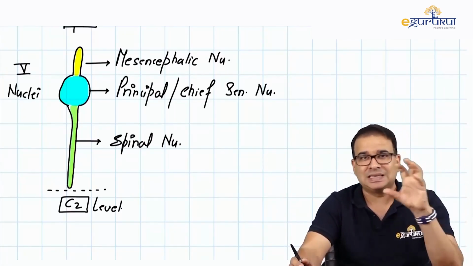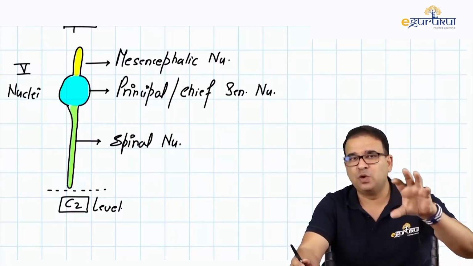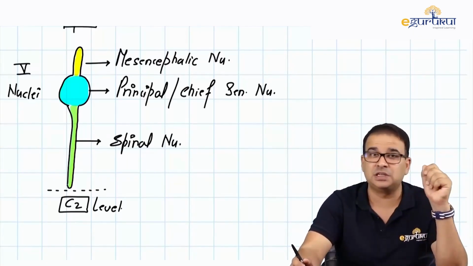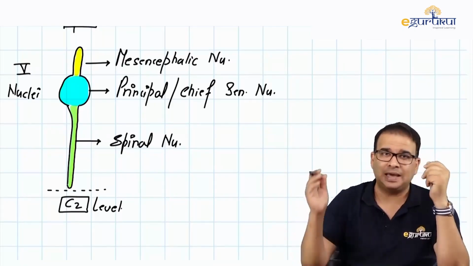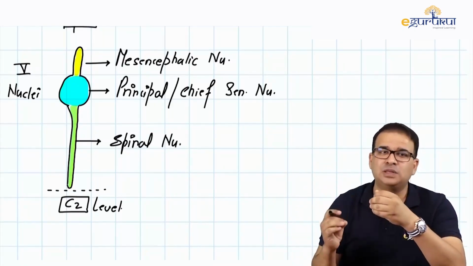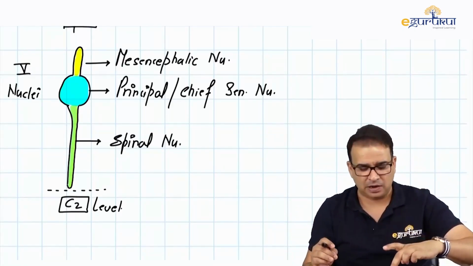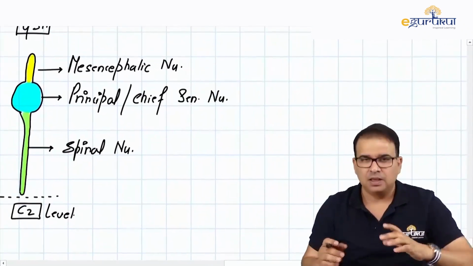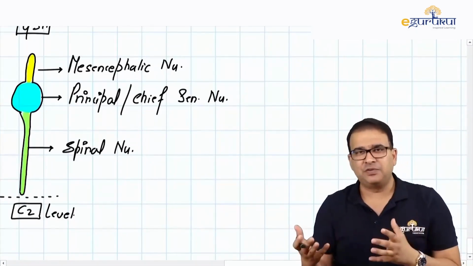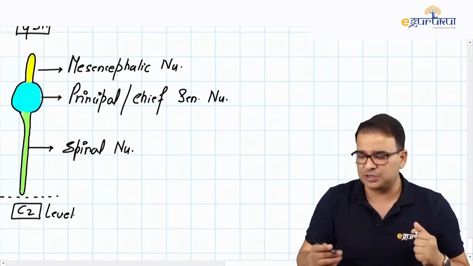Principal sensory nucleus, the thickest part. Maximum fibers will go into that. It's a very thick part of the nucleus present in the pons. And the one which is in the pons, in the medulla, and also in the upper part of the spinal cord is the spinal nucleus. Why do we have three different nuclei? Because they are all carrying different information.